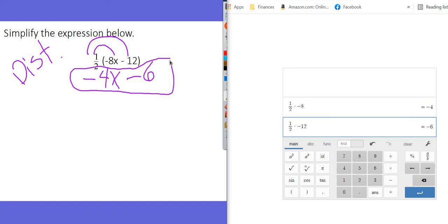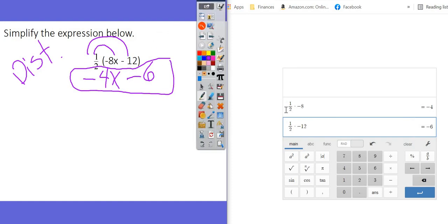So again, you just have to remember, when you see parentheses, you're going to multiply whatever's on the outside times each part on the inside, but you have to remember to use the signs. 1/2 times negative 8 is negative 4x, because there was an x there, and 1/2 times negative 12 gave you negative 6. All right, next we're going to solve some equations.